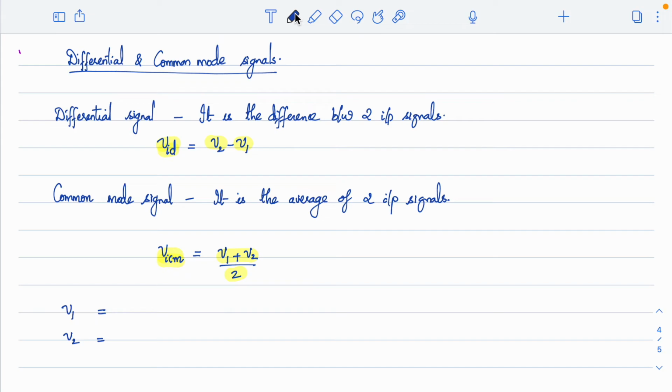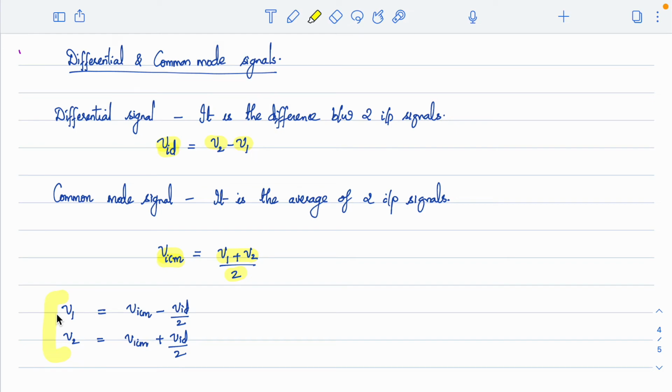Yes, V2 is Vid by 2 plus Vicm, correct. So in both places you have the common mode signal Vicm. For V2, I mark it as plus Vid by 2, and for V1 it is minus Vid by 2. So what is the implication of this? You have two signals V1 and V2 like this. When you do V2 minus V1, what I have is a differential voltage, which is just Vid, and the common mode signal goes to 0.